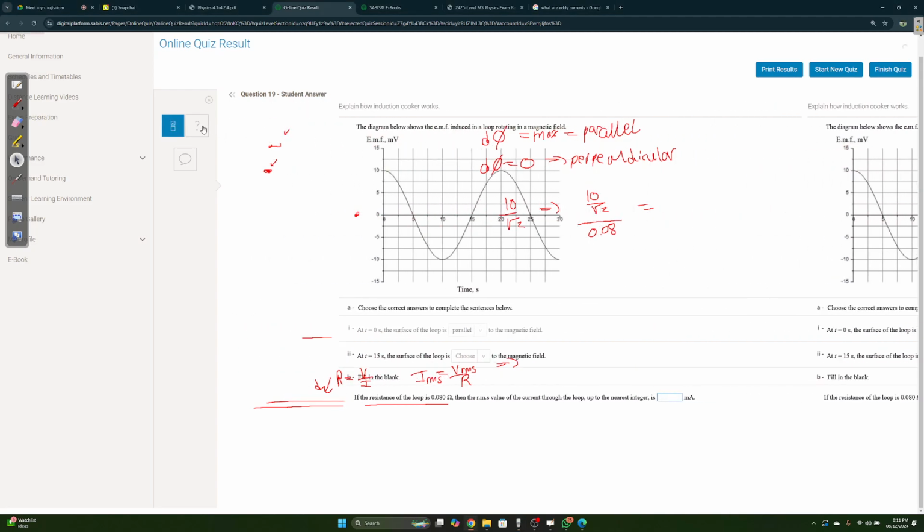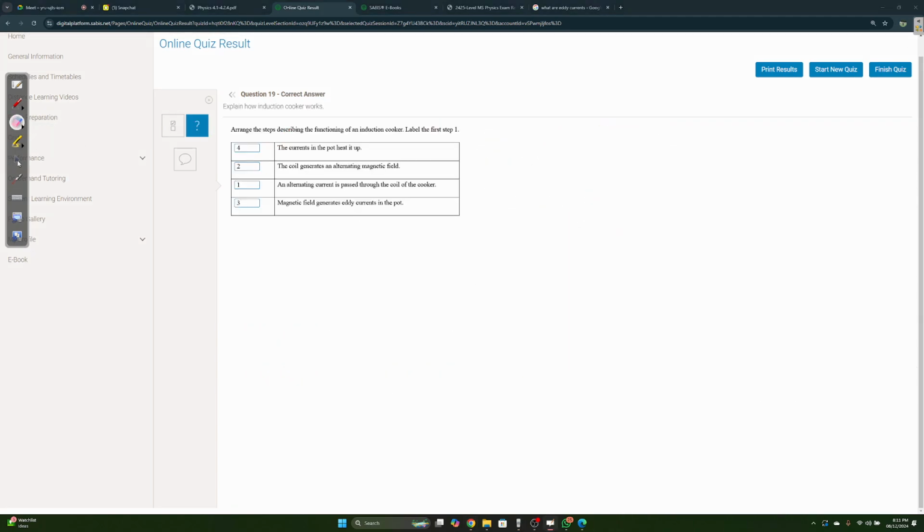Question 19. That's a nice, easy question. Arrange the steps describing the function of an induction cooker. Again, guys, we never took this stuff. I don't remember learning induction cooker.